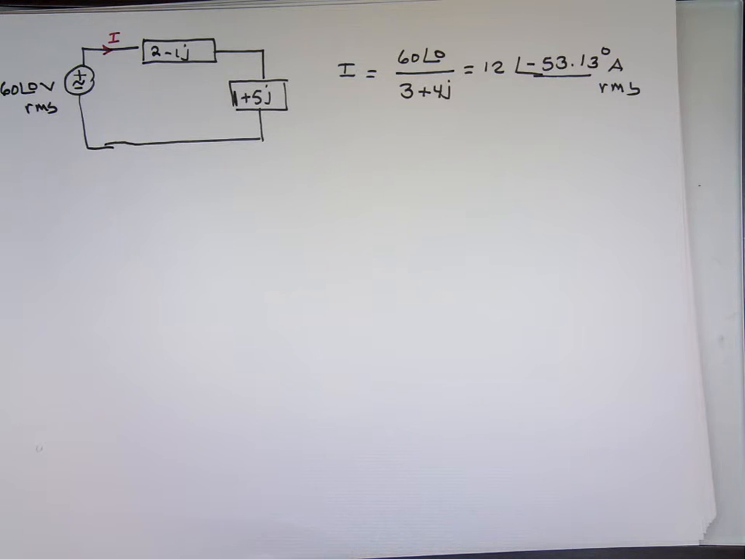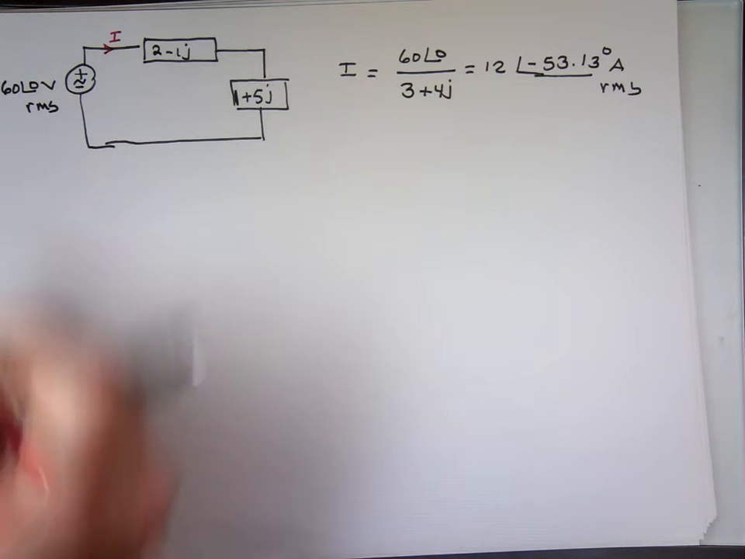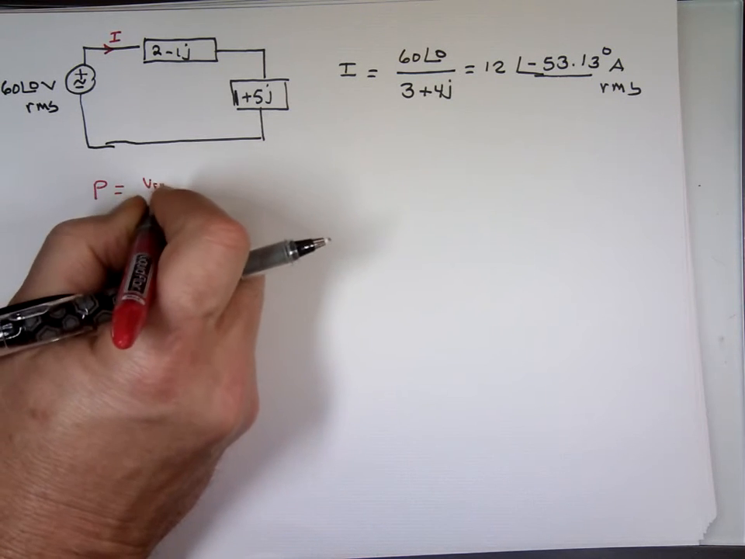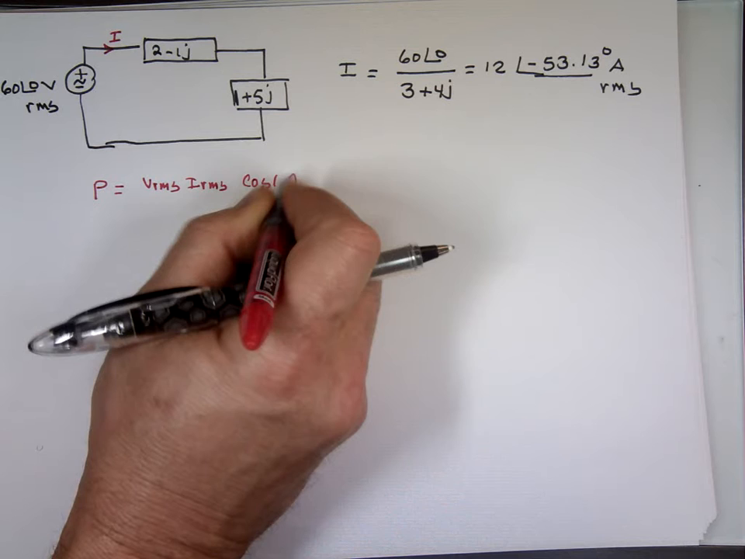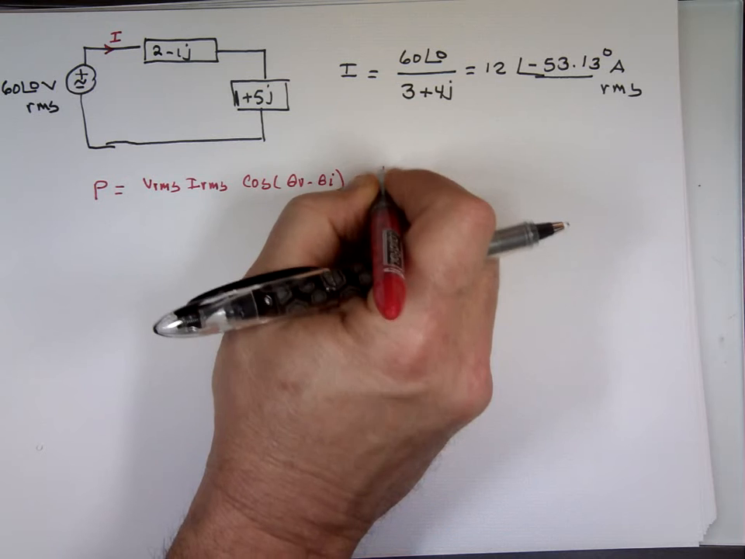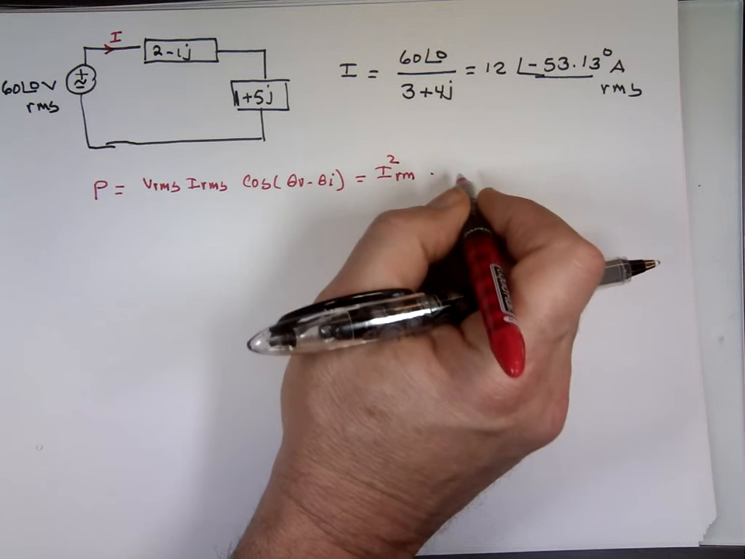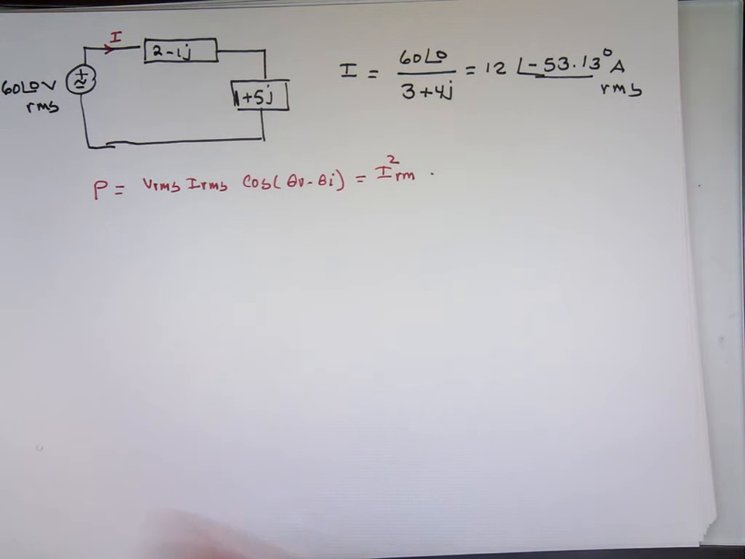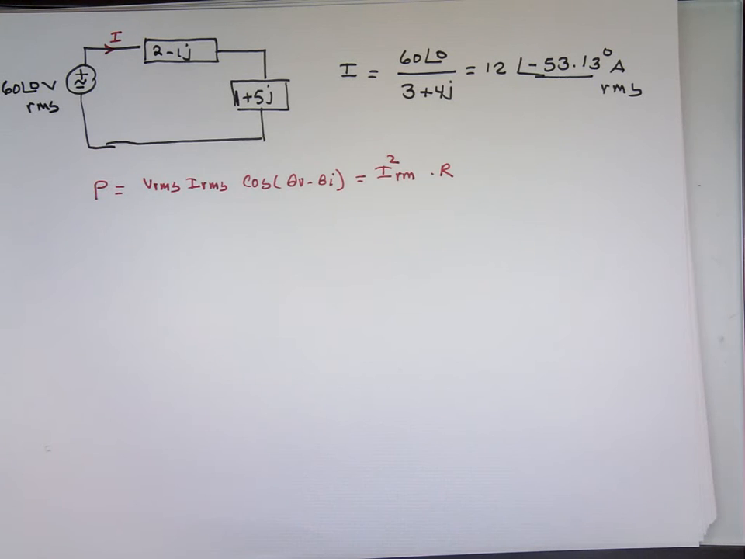Okay. If you remember, just to refresh your memory, we said the average power absorbed by any of these is what? VRMS times IRMS times cosine of theta V minus theta I. Or we can use IRMS squared times what? What is R? Because the inductor and the capacitor absorb zero average power. So it's really IRMS squared times R. Only the resistor is going to absorb the power.